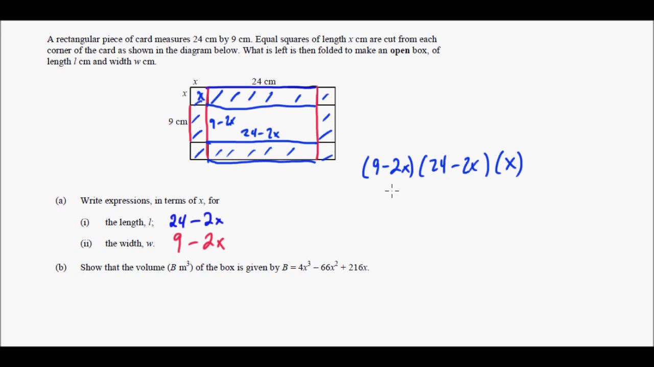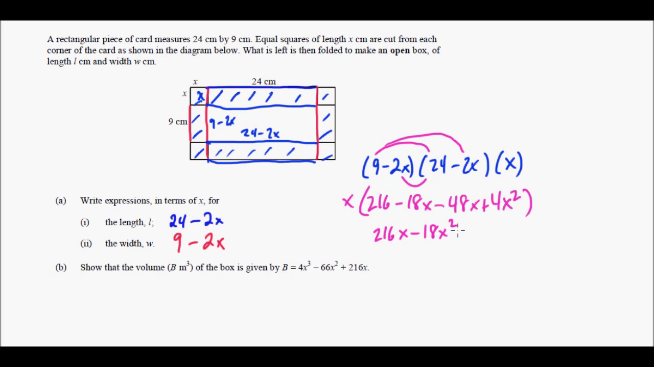Okay, so I'm just going to use a calculator on my own. 9 times 24. Here, let me use a different color. Okay, I'm going color crazy on this one. So it's 216, and then 9 times negative 2x is negative 18x, right? And then negative 48x, and then it will be plus 4x squared, right? Now, we got to multiply all that by x. And so we get 216x minus 18x squared minus 48x squared plus 4x cubed.